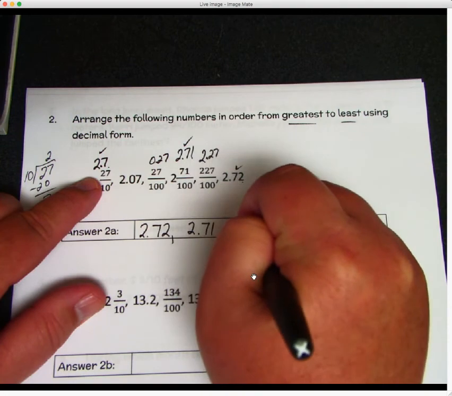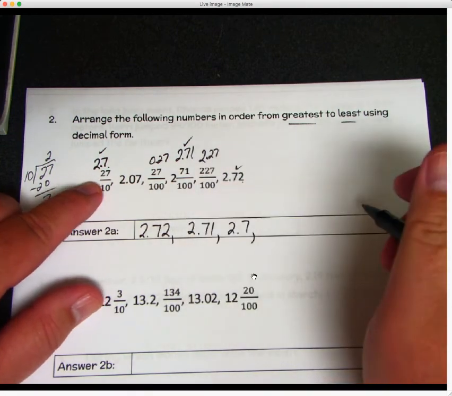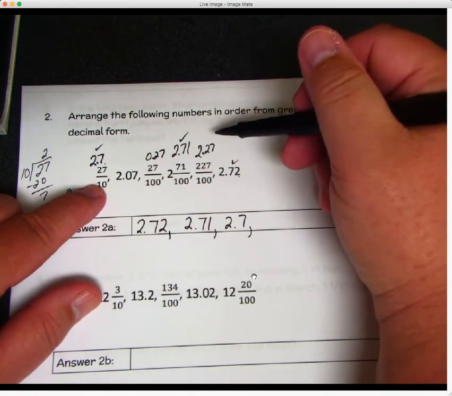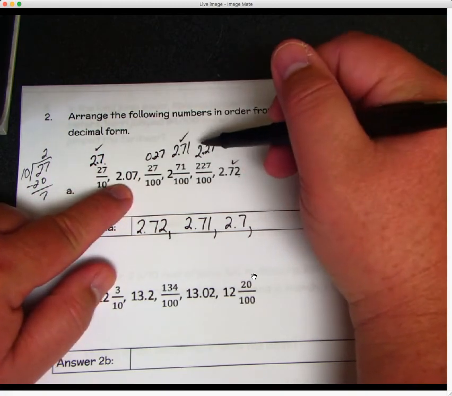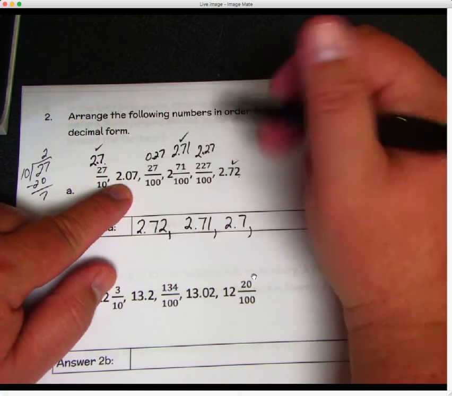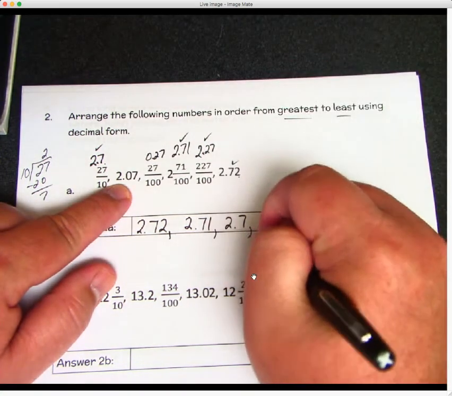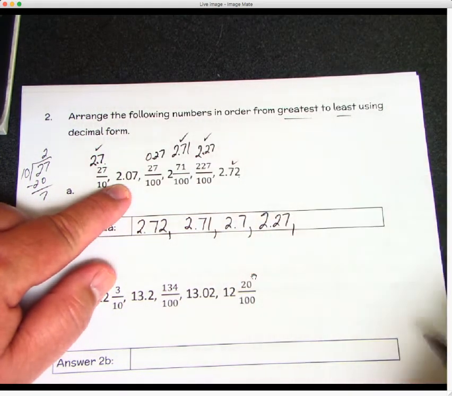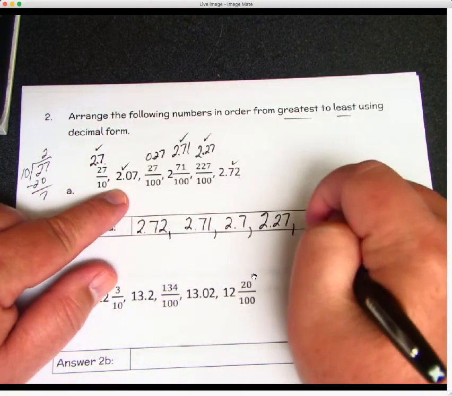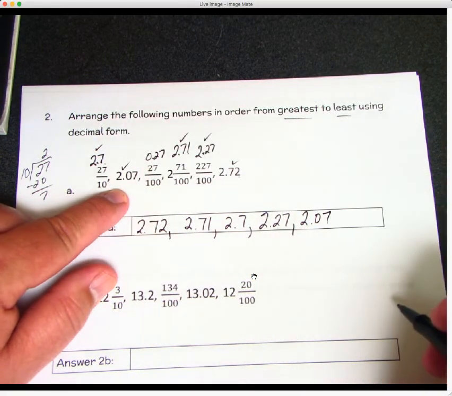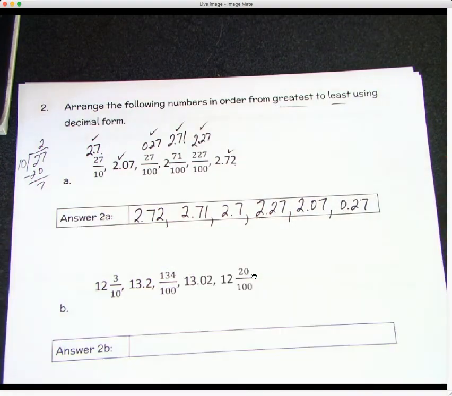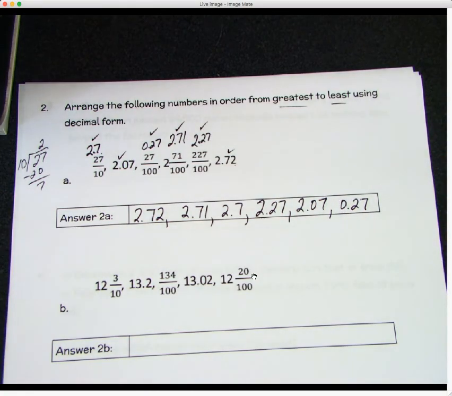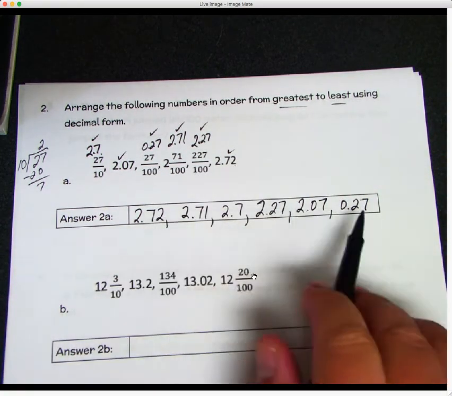2 and 7/10. Okay, do we have any with 6s in the tenths place? No. 5s? No, I'm looking at the next 3 we have left. We've got a 2 and then a 0. So this is going to be the next one. 2 and 27 hundredths. 2 and 7 hundredths. And then our little tiny one is just 27 hundredths.